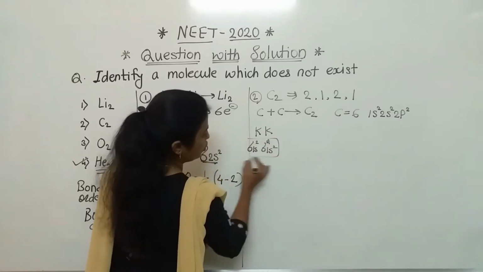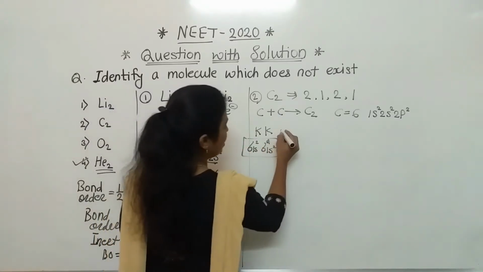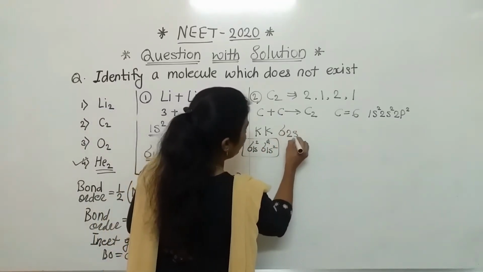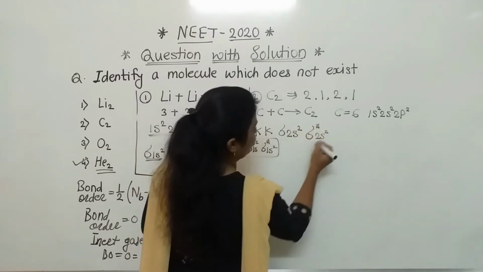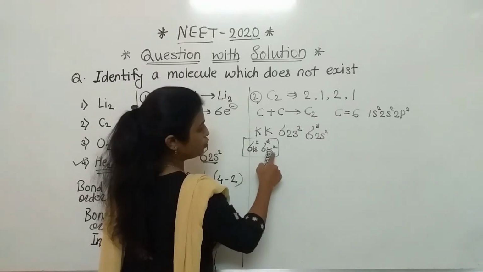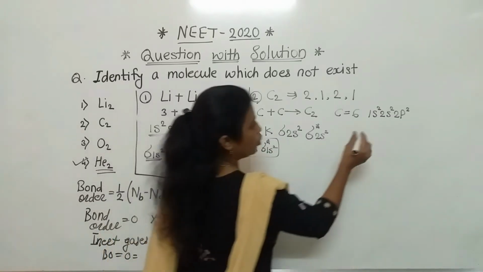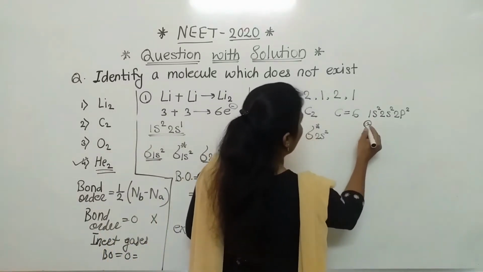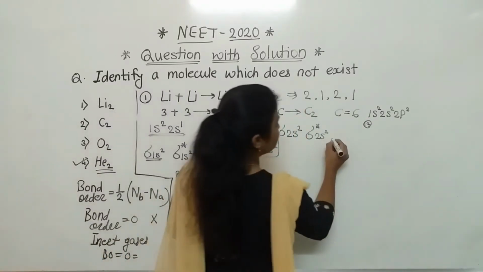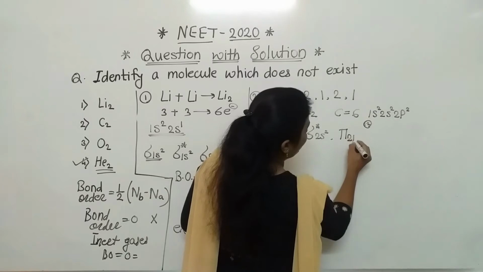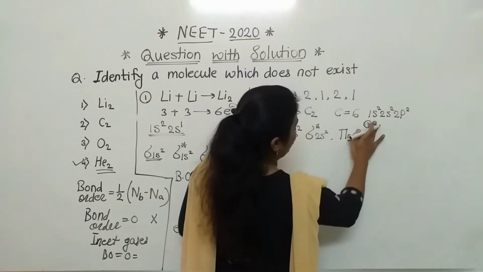Clear to you? So if we are not writing it, doesn't matter. Now see, sigma 2s2, sigma star 2s2. So here we have completed 2 plus 2 is 4, 4 plus 4 is 8. Total number of electrons is 12. Now whose number will be there? That is of the 2, means pi 2px. Here 2 electrons are there.